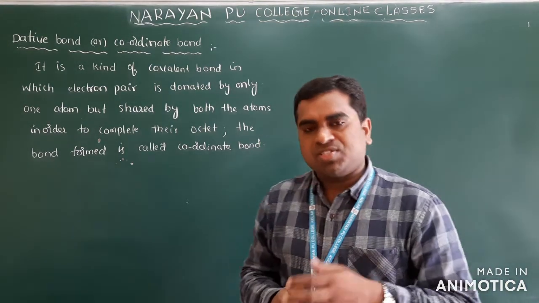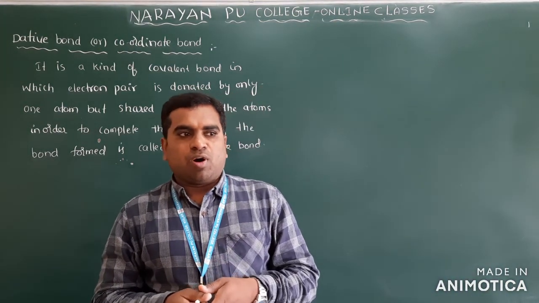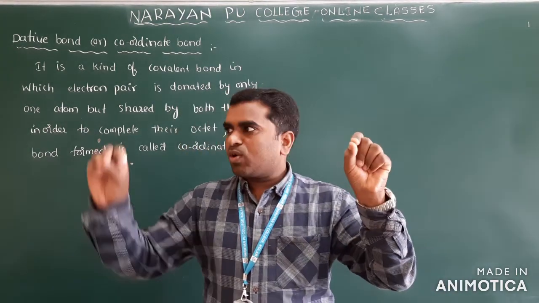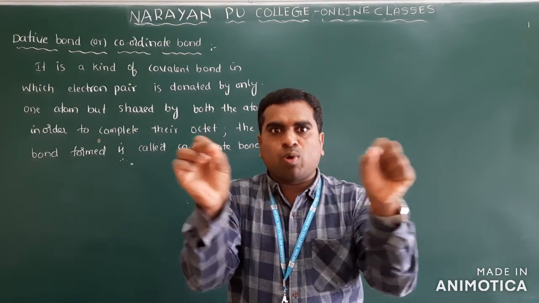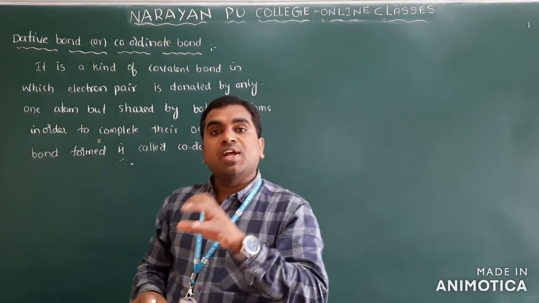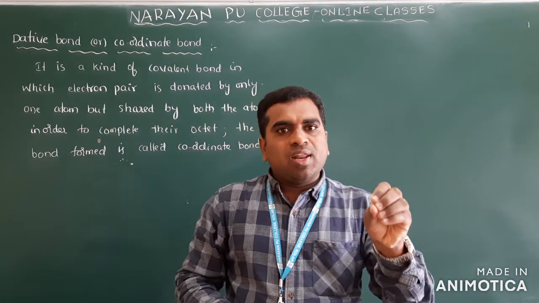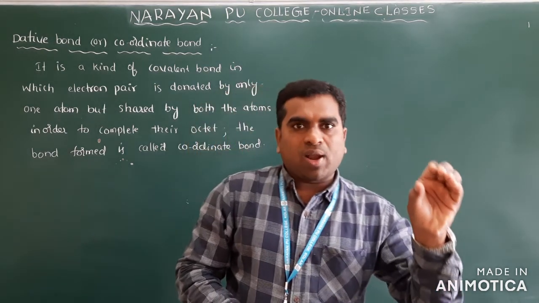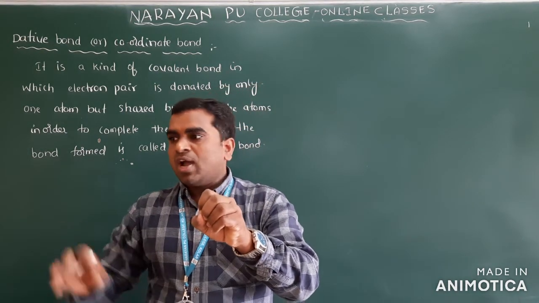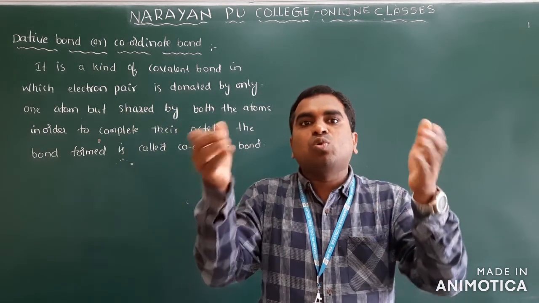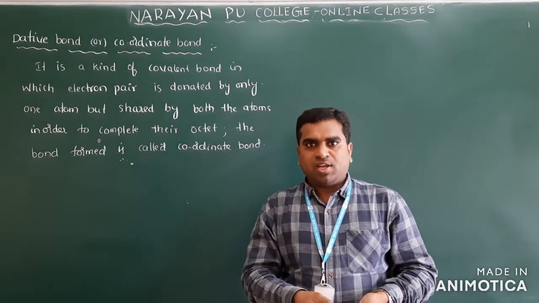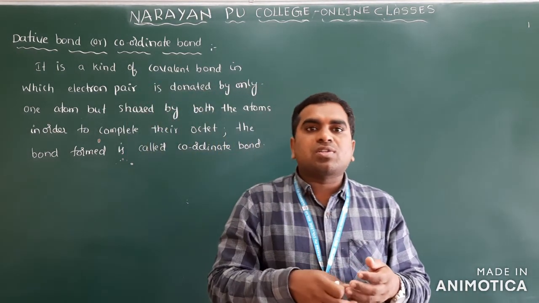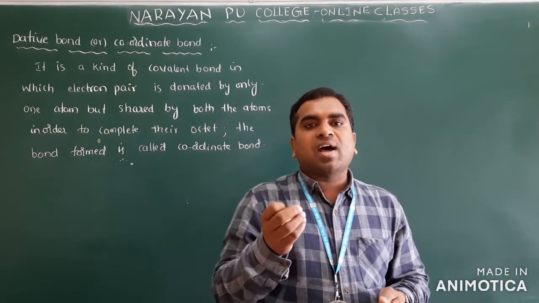But the dative bond is different. In the covalent bond, one atom gives one electron, another atom gives another electron, and these two electrons form one bond. But in this coordinate bond, one atom alone gives the two electrons, and both the atoms share those two electrons. So one atom provides a pair of electrons, but that pair is shared by both the atoms.